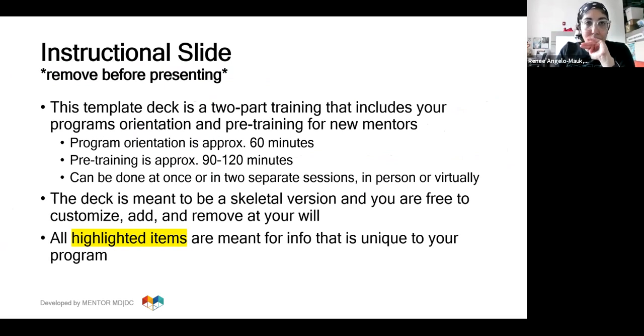Yes, so this is a two-part training, and we estimate it to be about 3 hours because the first part is a program orientation, and then the second part is the actual Mentor 101 training. So the first part is really much plug and play. A lot of it you'll see is highlighted, and the highlighted pieces are where you're going to insert your very specific information for your program. The first part's approximately 90 minutes.